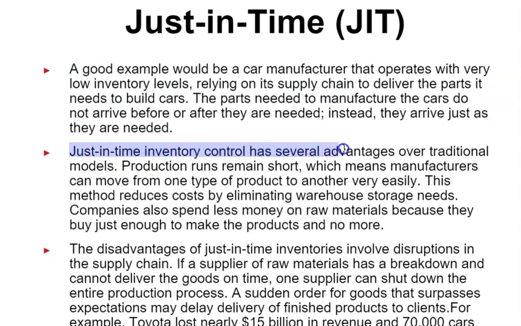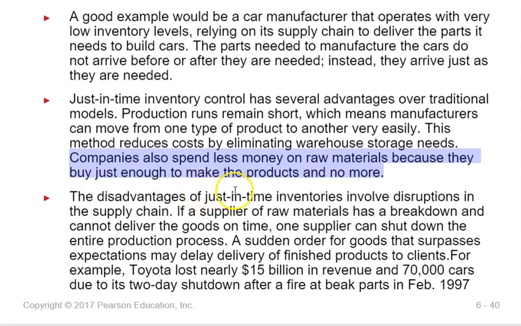Just-in-time inventory control has several advantages over traditional models. Production runs remain short, which means manufacturers can move from one type of production to another very easily. This method reduces cost by eliminating warehousing storage needs. Companies also spend less money on raw material because they buy just enough to make the product and no more. The disadvantages of just-in-time inventories involve disruption in the supply chain. Of course, if anything goes wrong in the supply chain, then you have a big problem in production.